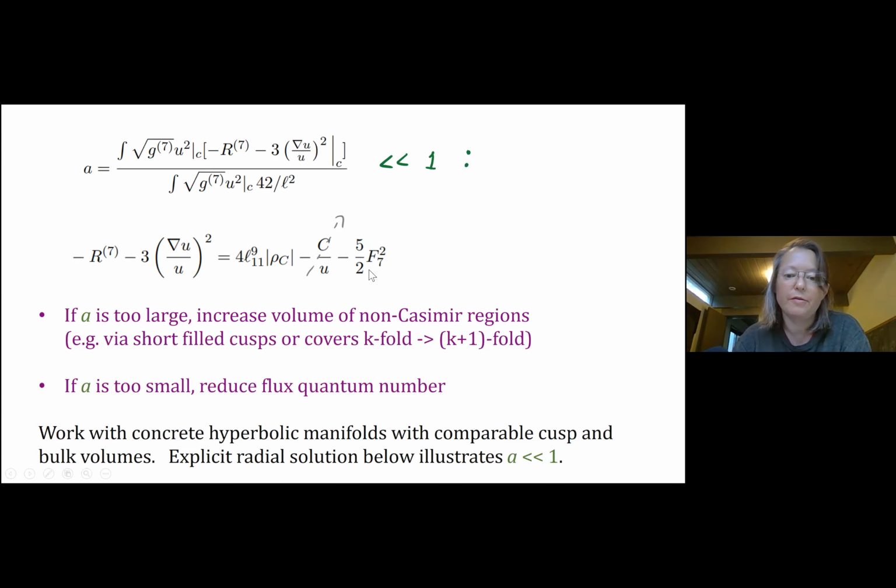by reducing the flux quantum number, which is also very finely variable in this kind of system, because it scales like the quantum number divided by the volume squared, or L to the 14th.